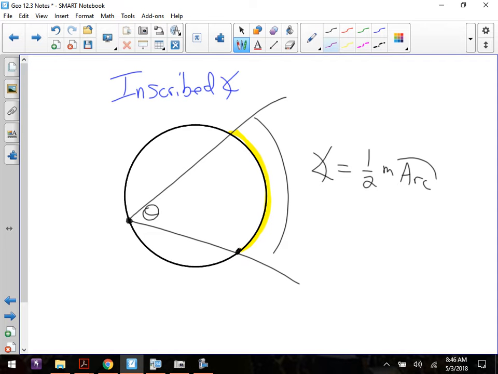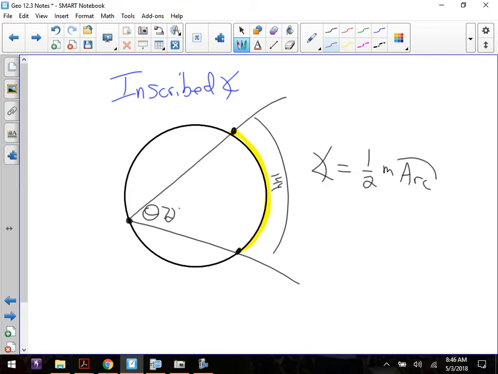Now, let's say that arc right there is 144. If the arc is 144, what's the angle? There you go. The arc is 144. That therefore makes the angle half of it. And if you have the angle, what do you do to it to get the arc? There you go.